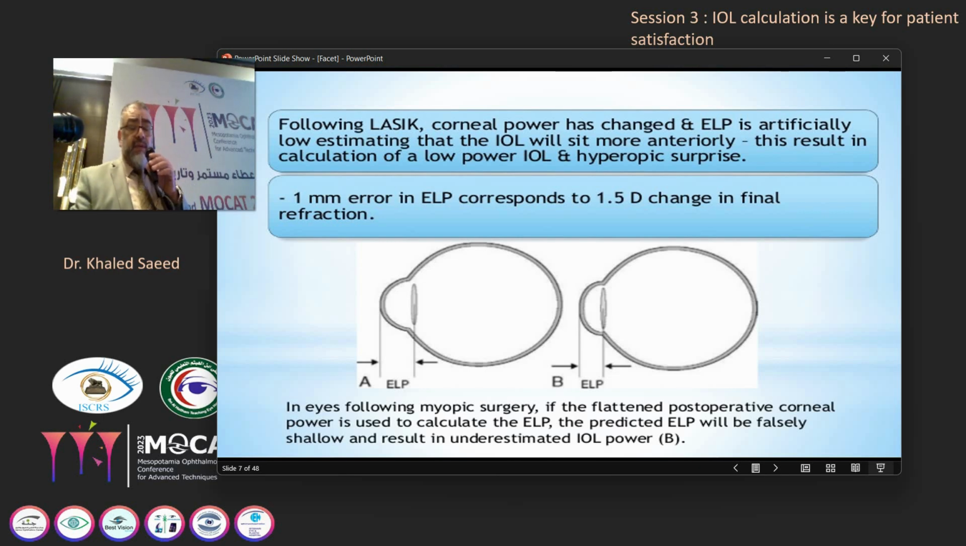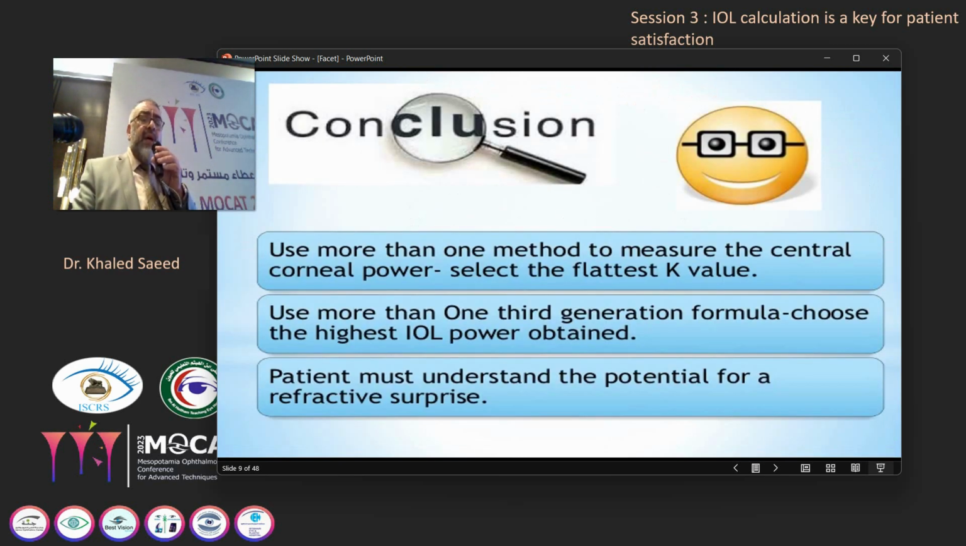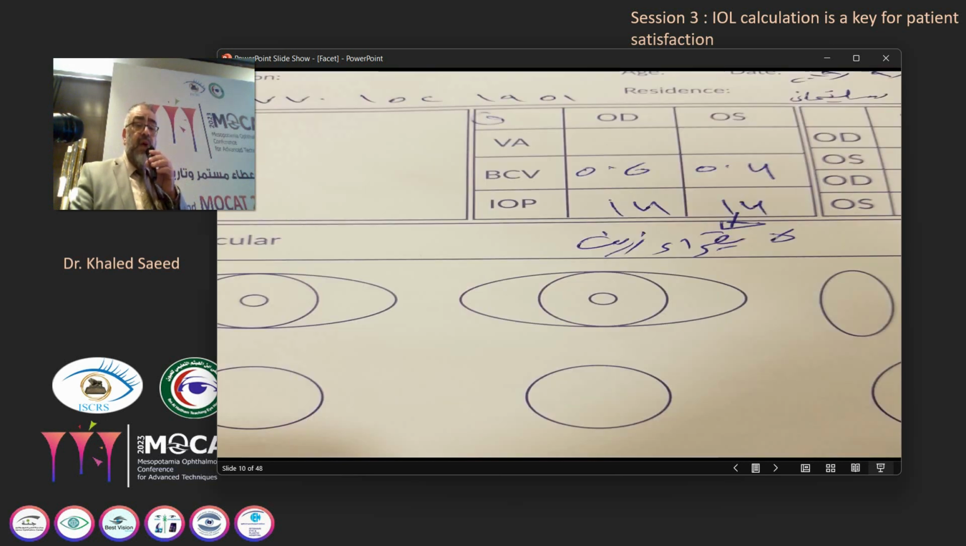For IOL calculation, there are a lot of theories, and I don't want to go into them, but I want to tell you that there are a lot of ways and methods for determining how much power we should put as an IOL. But the most important thing is that patients after refractive surgery are very demanding. They do not accept wearing glasses after the surgery. So when you decide to do surgery for them, it is very important to try to make them without glasses, at least for far.